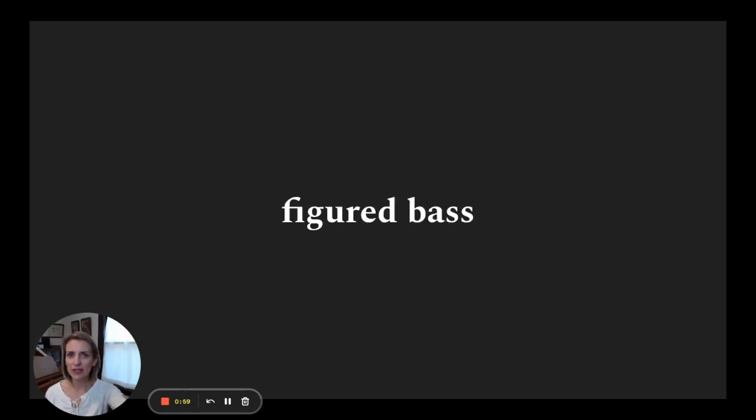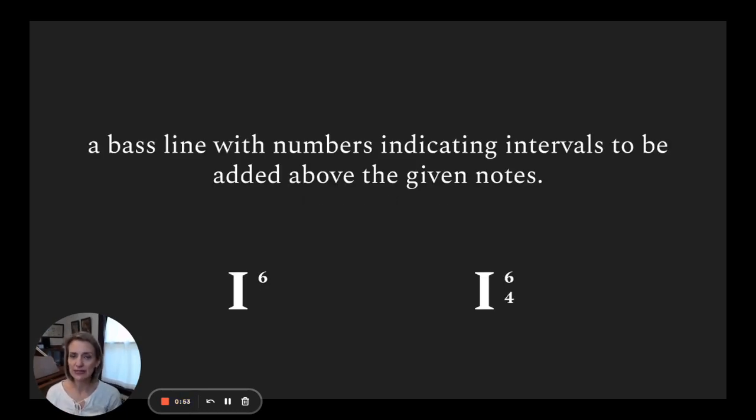Figured bass are the little numbers that you see next to your Roman numerals. The official definition is a bass line with numbers indicating intervals to be added above the given notes. So when you look at these symbols such as 1-6 or 1-6-4, the little 6s and 4s are the figured bass numbers. And talk with your teacher about what these mean and explore the intervals that we find in the inversions of our chords.